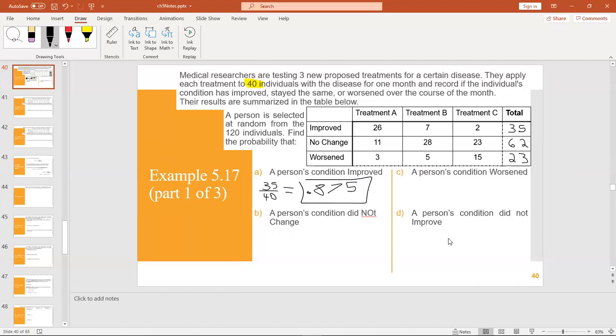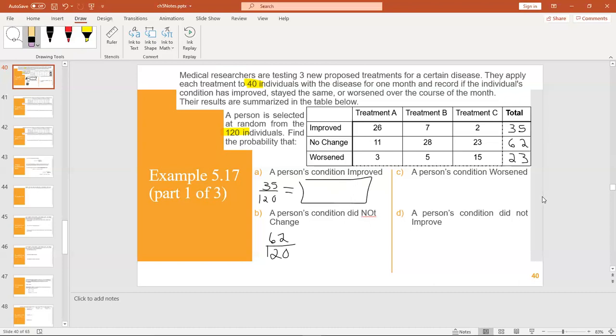Okay. What's the probability that a person's condition did not change? So the total for no change is 62. And again, this is out of a grand total. Let's see. Oh, hang on a second. It's 40 for each group, but then that actually means that there are 120 patients altogether. We need to back up here a second. I grew suspicious when the number of patients who had no change actually exceeded the total number of patients who were tested in the first place. That's kind of a cause for concern.